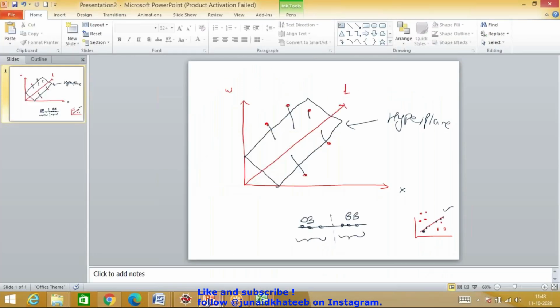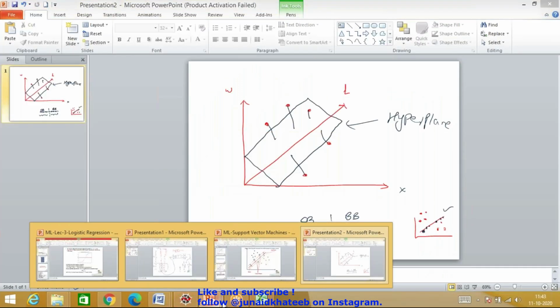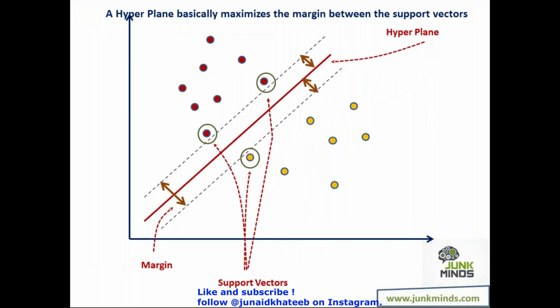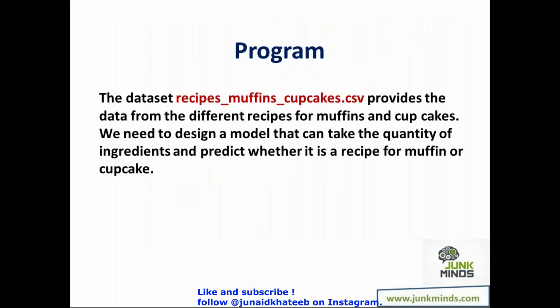Now, back to this slide. Three terms you need to understand. Support vectors: what are support vectors? Support vectors are those points which are the closest to the hyperplane that you are going to design. So you will be calculating your margins from the support vectors. So that is what it is: support vector machines, margins, support vectors, and hyperplanes.